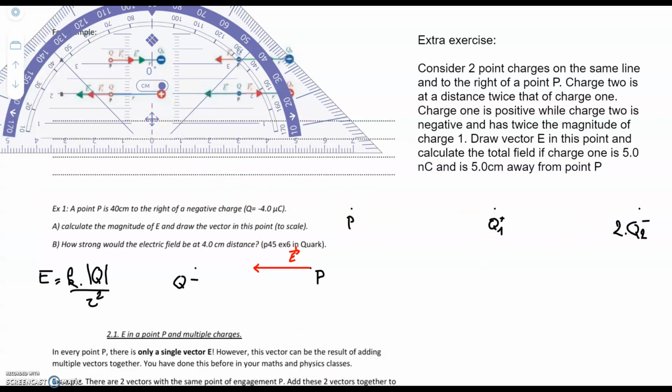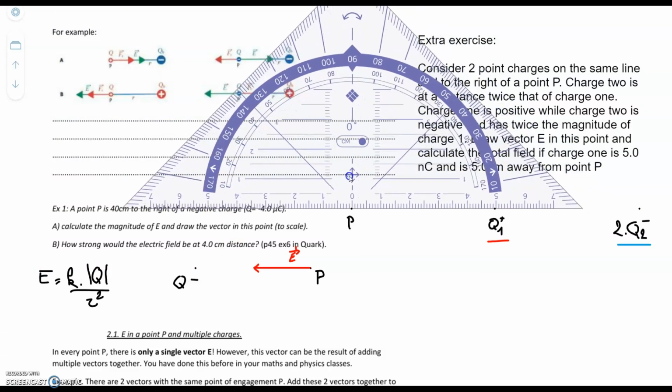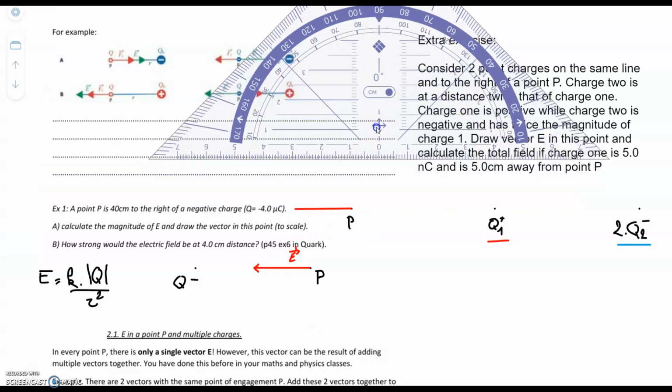Now, for charge 1, I'll just use a red color, and I'll use a blue color for field vector 2 in this case. Charge 1 is a positive charge. It is fairly weak compared to charge 2. However, it is the closest to point P. Meaning, if I want to draw the field vector for this one, you pick a random number. 2 centimeters, for instance, is just fine to do this, because you're just trying to figure out what the ratios between the two are.